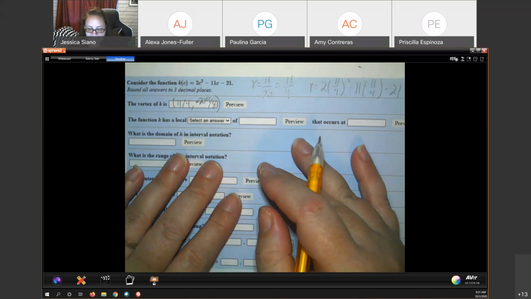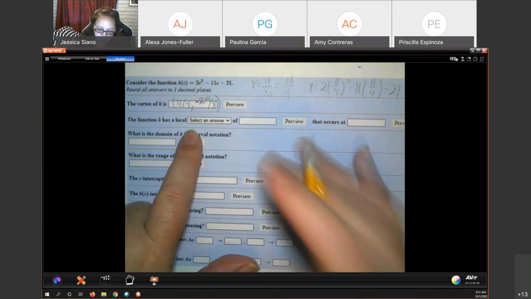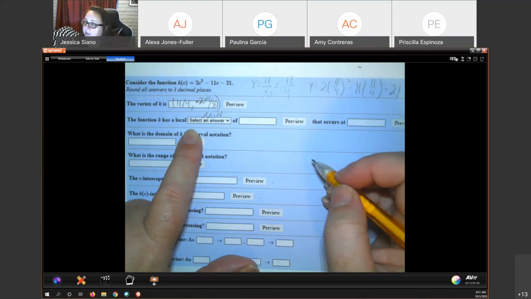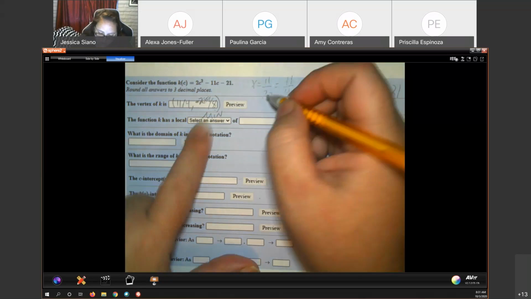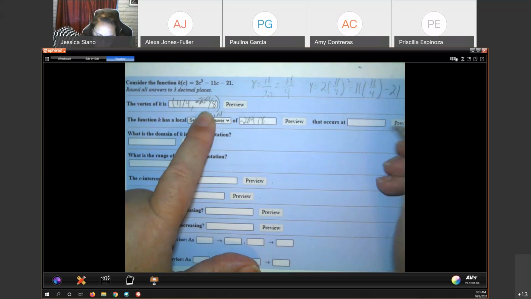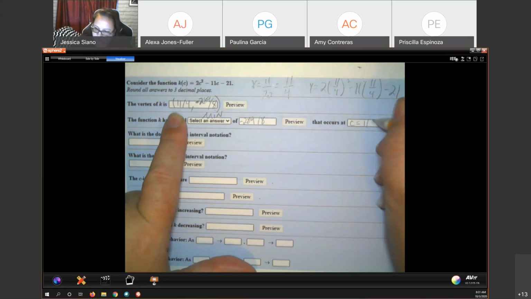So then, since a is positive, I know this parabola opens up, and if it opens up, then that is a local minimum of your y value at c equals your x value.